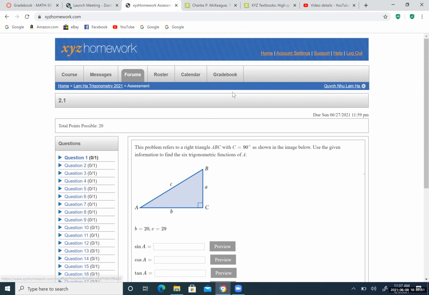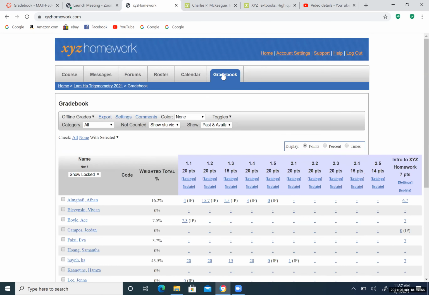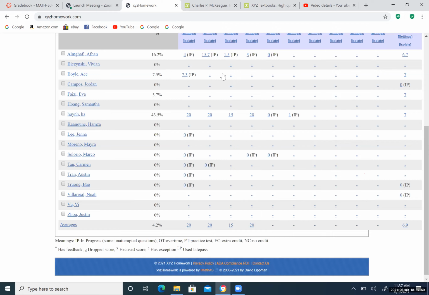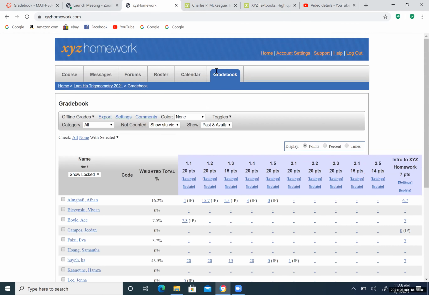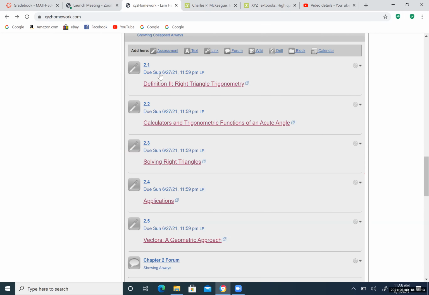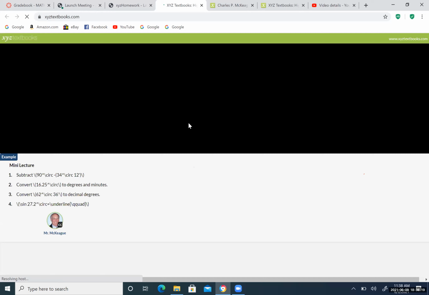To see your grade here, you go to gradebook. Some of you already started. Very good. And before the due date, then it will stop. The machine will get information from you. 2.1, 2.2. Okay, I think we can start 2.2 now.